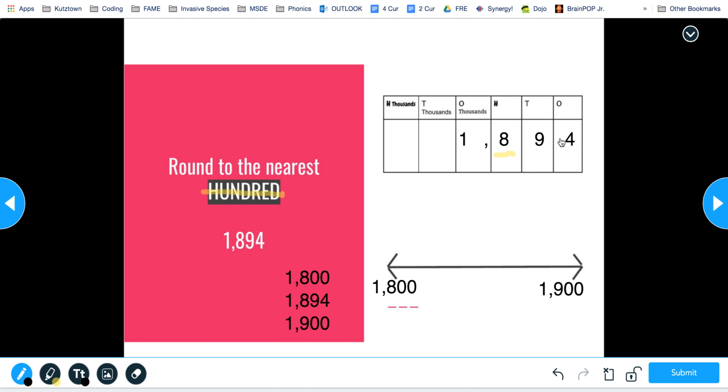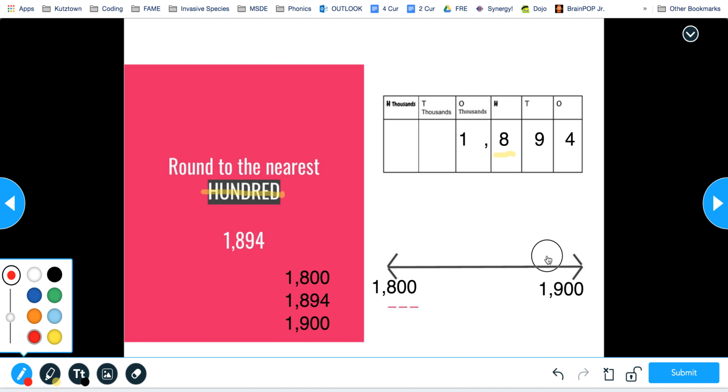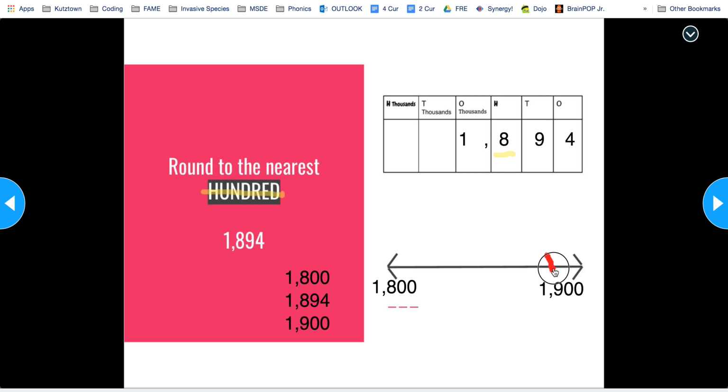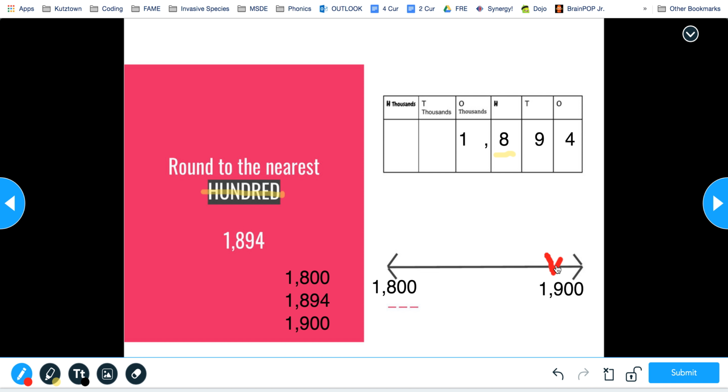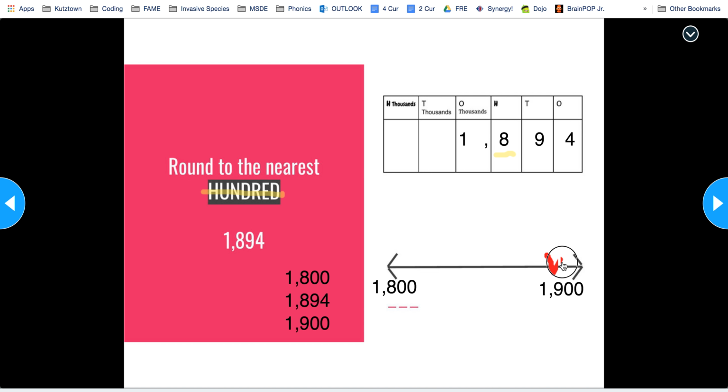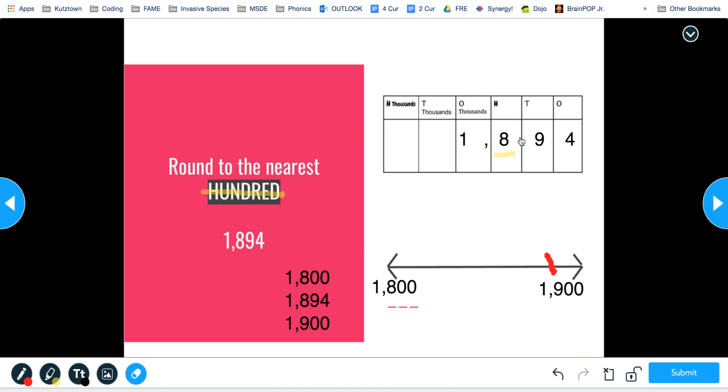Well, 1,894. 94 is getting up there. I know it's closer to this end of my number line. Oh, I did not mean to make a V. Dear goodness. There we go. So we see it on our number line, and that's pretty obvious. 1,900 is the number we round to.